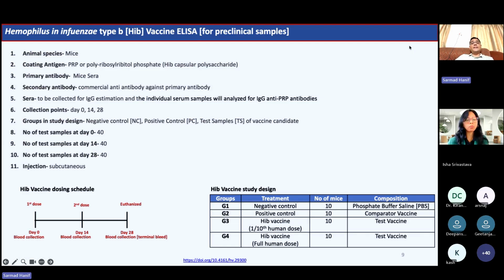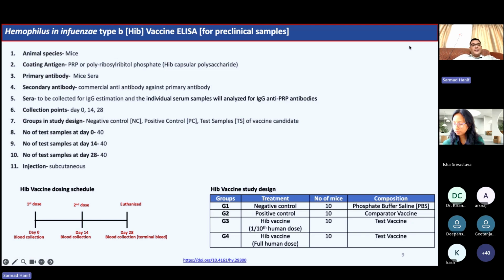Here in this case for Hib, it is polyribosyl ribitol phosphate, which is the name of the polysaccharide antigen, a kind of virulence factor for Hib, for which the majority of the vaccines are being made, and they are quite successful. Primary antibodies, where are they? In mice sera. Secondary antibodies are generally commercial antibodies against the primary antibody, and these are enzyme linked.